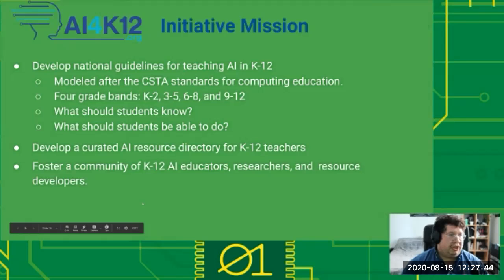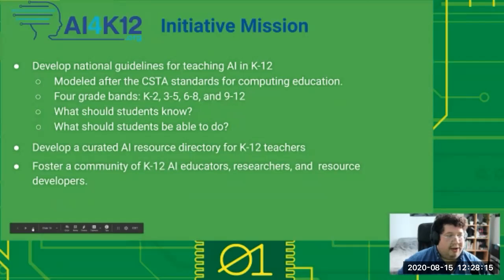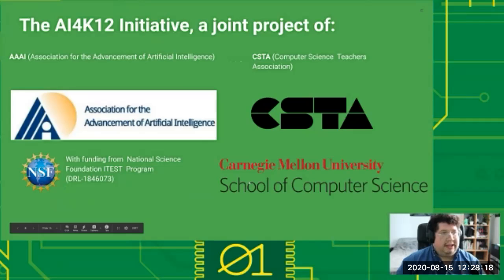So their mission is to develop guidelines for teaching AI in K through 12. It's modeled after CSTA, and no wonder they are a huge partner in this initiative. There are multiple bands for interpreting this technology: K through 2, 3rd to 5th, 6th to 8th, and 9th through 12th in high school, covering what students should know and what they should be able to do. They also provide a resource for people, and create a community of other educators across the US and across the globe on how to incorporate these ideas.